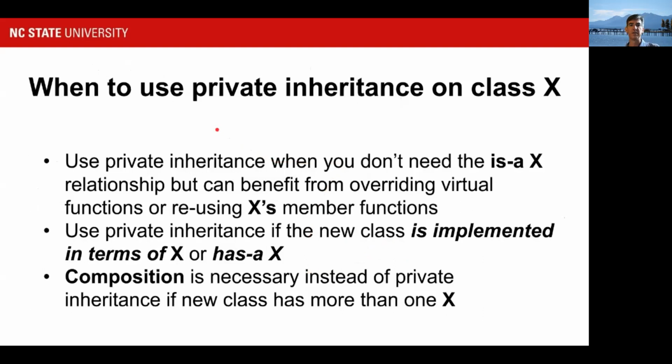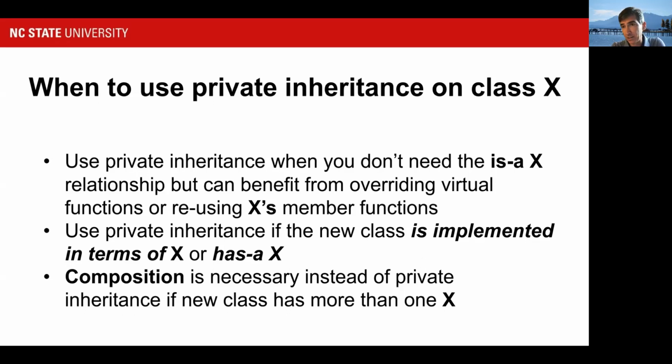When to use private inheritance? Well, use private inheritance when you don't need the is-a relationship, if the new class is implemented in terms of X or has an X. And composition is necessary instead of private inheritance if you need more than one of X. So private inheritance just works when has-a makes sense, when you just need one of something and you want to include that one thing within your object. And you can get away without the is-a relationship.